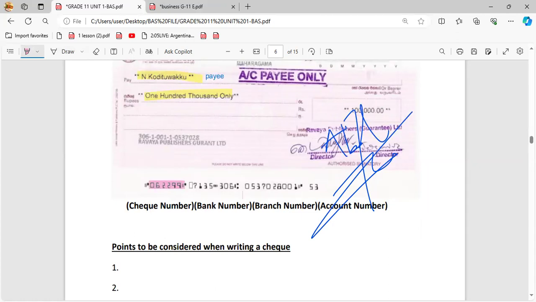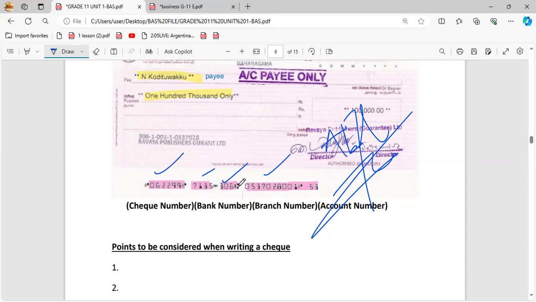This is the check number. 7135 is the bank number. 306 is the branch number. For example, 7335 will say BOC Bank. 3061 is the BOC Bank Maharagama branch. And the 053, this number is your account number. Did you understand? Therefore, what is the order? Check number, bank number, branch number, account number. Quickly remember: check number, bank number, branch number, account number.